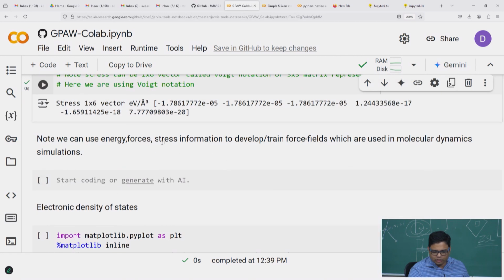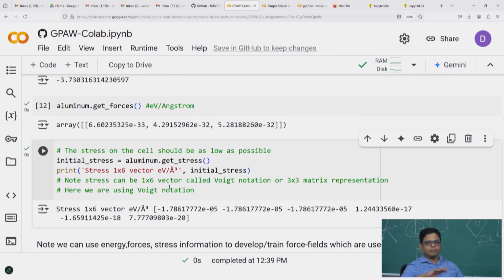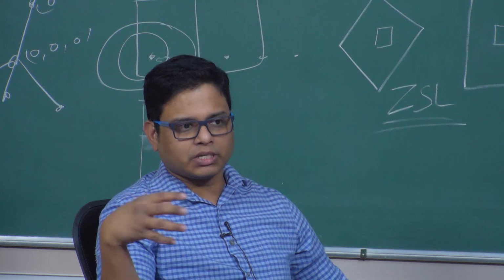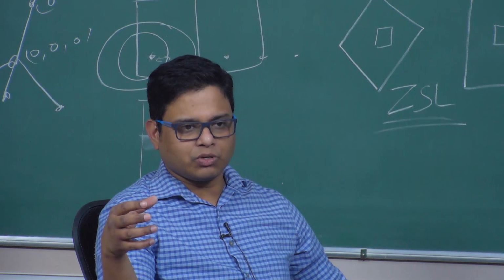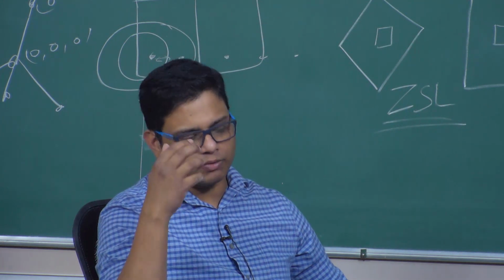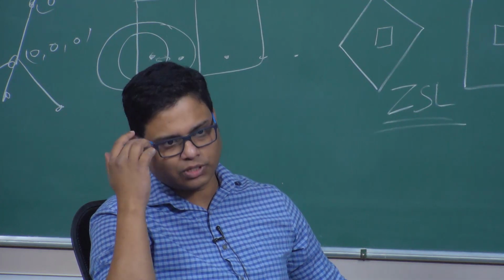Now we can use energy and force to make force fields. Suppose you do this on many systems, and then you can get the energy and force data. Then you represent the atomic structure with a graph or descriptor, and then you do this training to get something called a machine learning force field. We will try to do this for one of the exercises, I think on the third or fourth day.